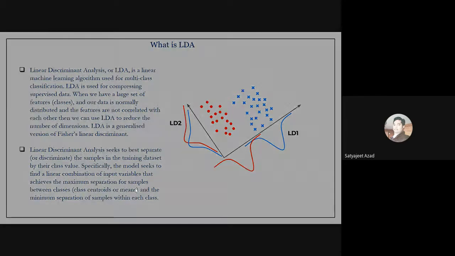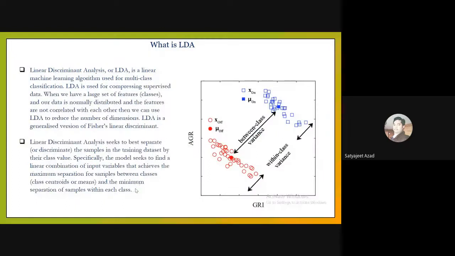Now if there are two classes, let's say this red is churn and this blue one is not churn, for example. There are 2 classes basically. Between the classes there should be more variance, but within the class there should be less variance. There should be less variability within the class, but more variability between the classes. This is how LDA works, and this is how they separate it.